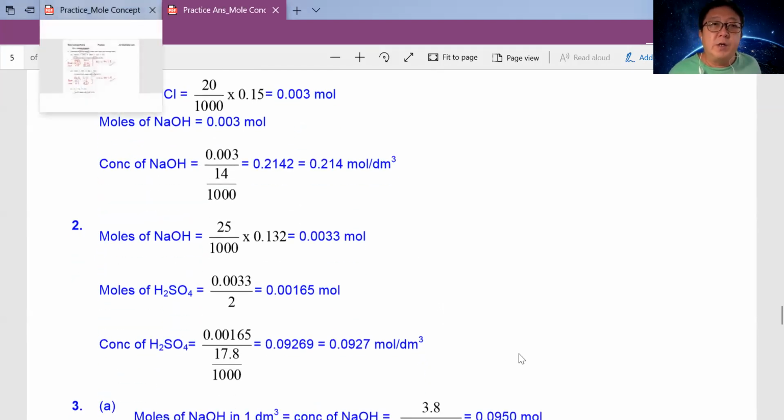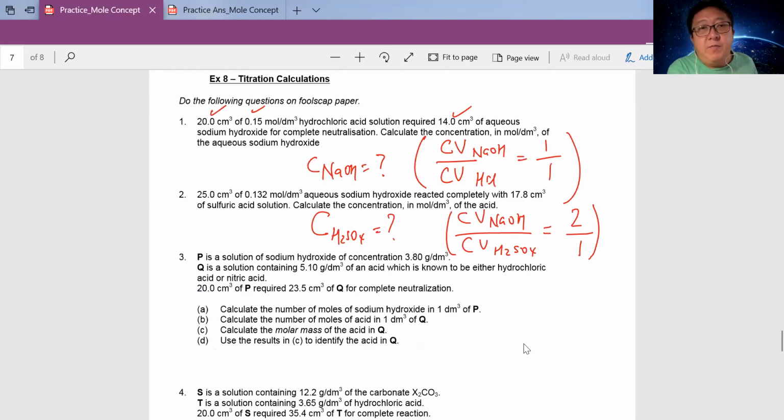Okay, now question 3. You must remember, even if it's not structured in this manner, whenever you use a calculation for mole concept, you cannot use gram per dm cube. We never relate gram ratio. Okay, so your choice over here is to make sure that you convert to mole first before you can proceed to calculate. Okay, so A and B, can we do that?